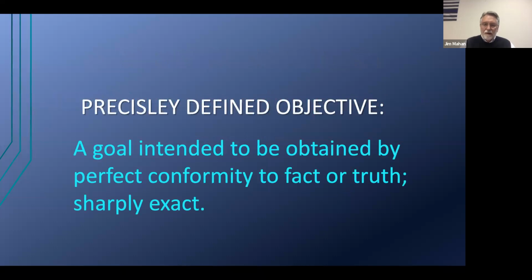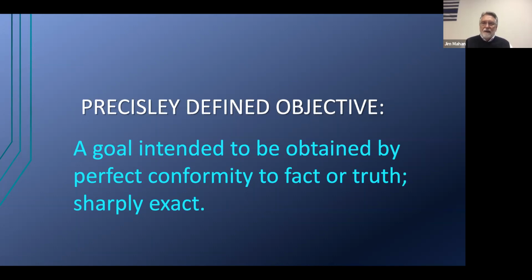This concept here, precisely defined objective, is at an entirely different level of thought, I would say. It's a goal intended to be obtained by perfect conformity to fact or truth, sharply exact. It's almost like a razor blade. Now, these objectives, I think of them in three different terms. An objective just by itself is like a searchlight in the sky.